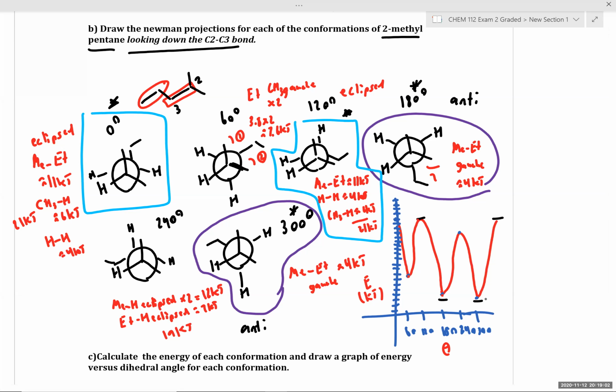Does this example make sense to everyone? Another case where we're calculating steric and torsional strain. Any questions on this example?